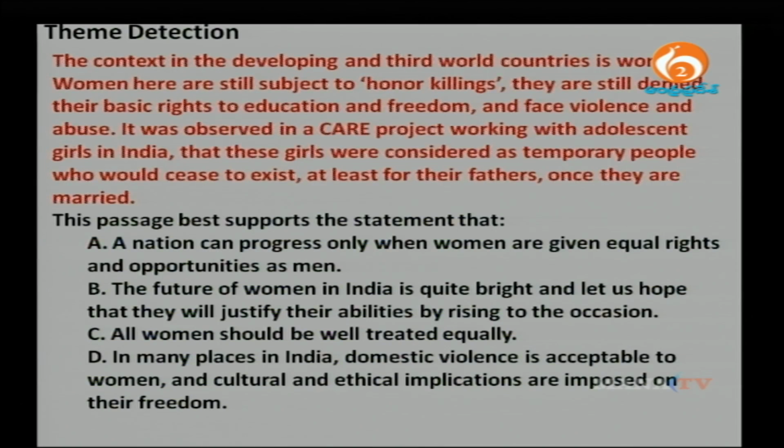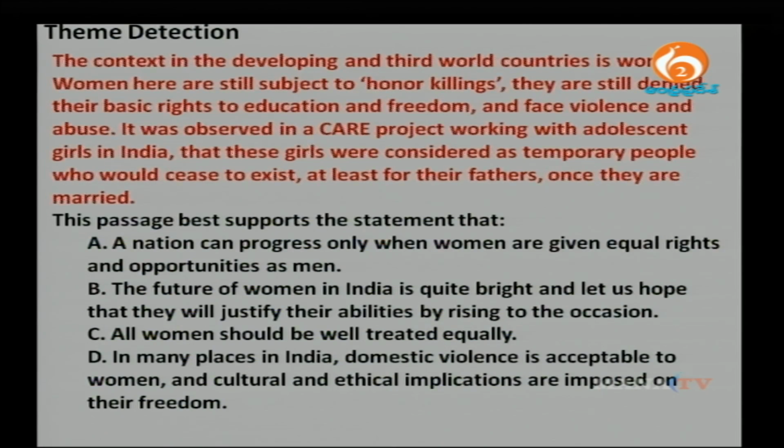It was observed in a CARE project, that's the name of a project, that's why it's on capital letters. It was observed in a CARE project working with adolescent girls in India. Adolescent means teenagers, that these girls were considered as temporary people who would cease to exist at least for their fathers once they are married.